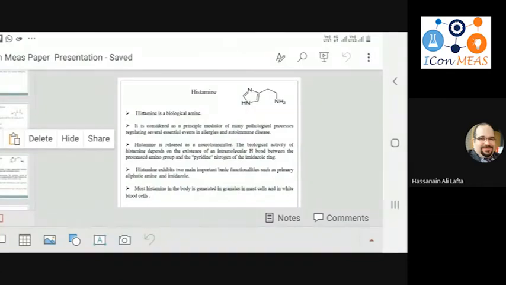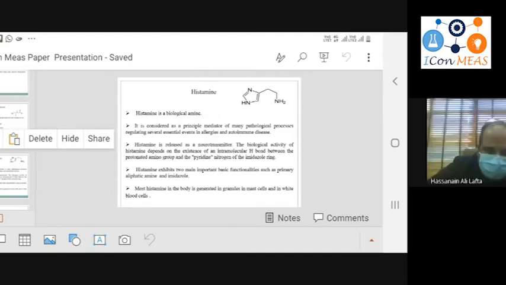Next ligand is histamine. Histamine is a biological amine. It is also considered a principal mediator of many pathological processes, regulating several essential events in allergies and autoimmune diseases. Histamine is also released as a neurotransmitter. The biological activity of histamine depends upon the existence of an intramolecular hydrogen bond between the protonated amino group and the pyridine nitrogen of the imidazole ring. Histamine also exhibits two important basic functionalities, primary aliphatic amine and imidazole. Most histamine in the body is generated by the granules in mast cells and in white blood cells.